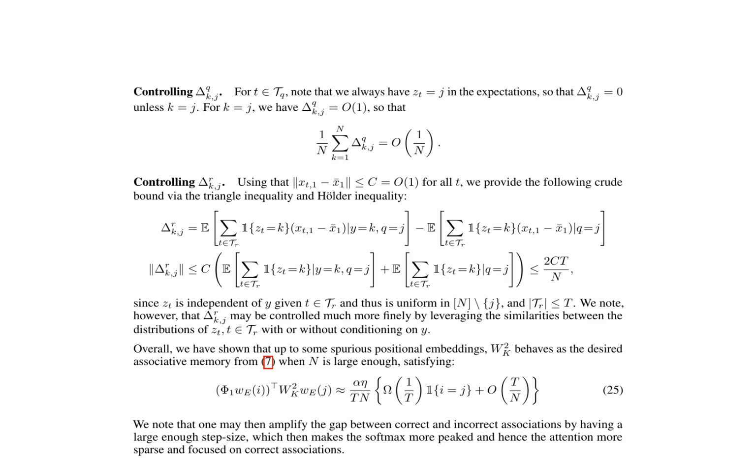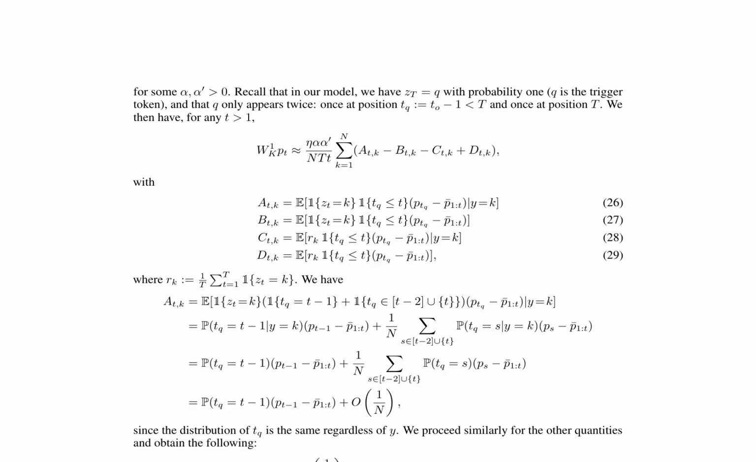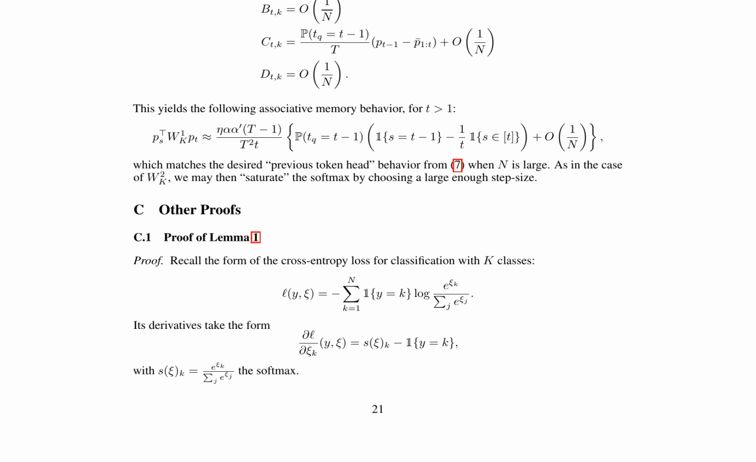large enough. The paper then moves on to learning W1k, assuming W20 and W2k have learned the correct associations. It considers one gradient step away from zero initialization on W1k and discusses the simplified architecture where the first layer attention only uses positional embeddings in the key-query matrix. The paper discusses the behavior of an associative memory model, focusing on the previous token head behavior. It derives an expression for the expected value of a specific quantity, W1, which approximates the desired behavior when the number of tokens, n, is large. This involves the use of trigger tokens and their probability.